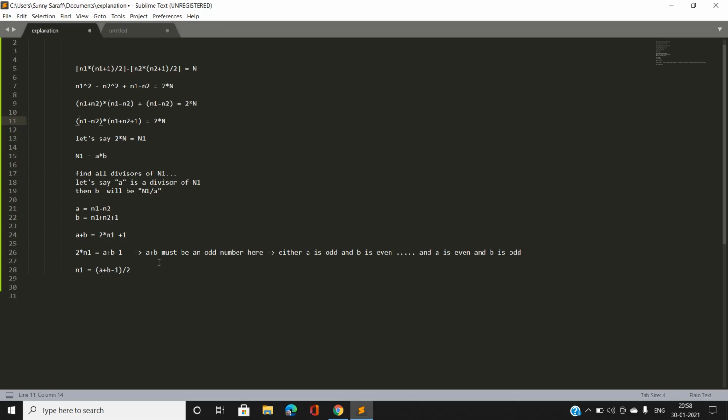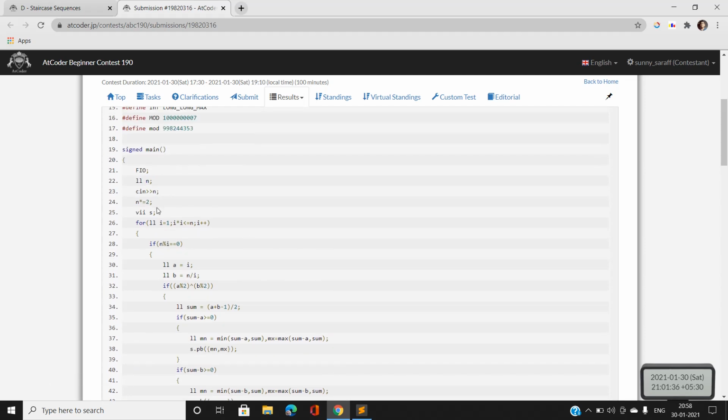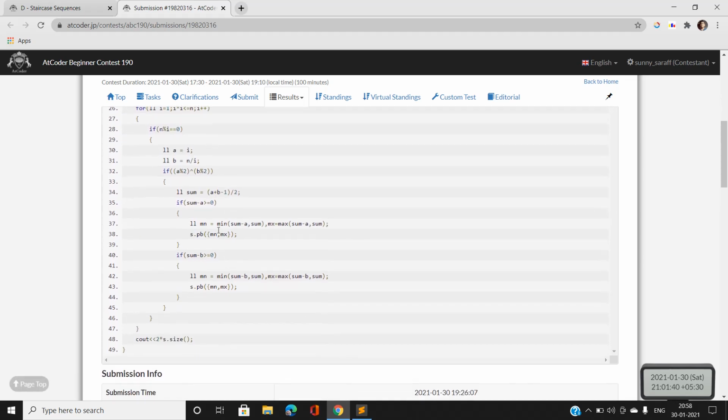Okay, so don't get confused. If sum minus a is positive, it means that we are going to have a positive value, that is a positive n2. Then we are going to find the minimum and maximum. I am doing this because I store them in a vector S, which denotes our answer, in some specific order. Minimum is going to denote the minimum of n1 and n2, and maximum is going to denote the maximum of n1 and n2.